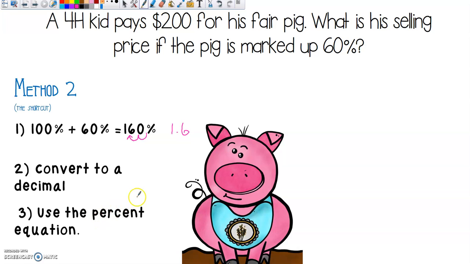And we'll go ahead and use our equation. So A equals percent times W. My percent I found was 1.6. And the original price of the pig was $200. So we'll have 200 times 1.6. Whoops. 200 times 1.6. And I got $320, which is exactly the same bargain price that we found on the other page.